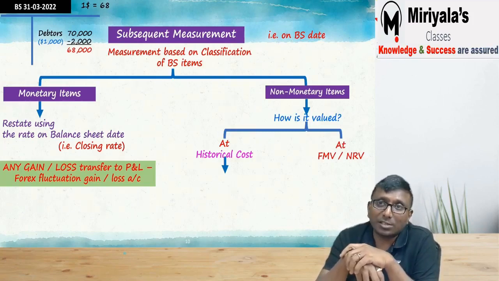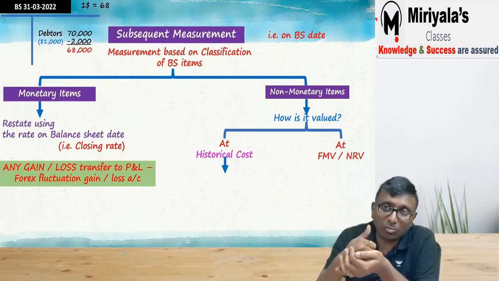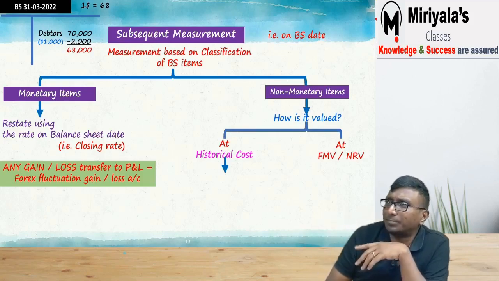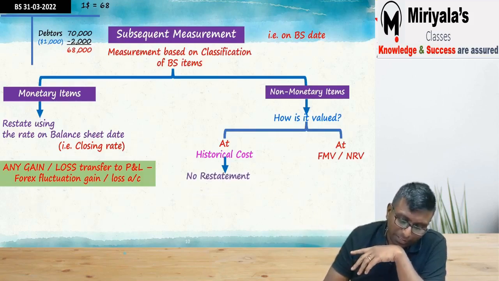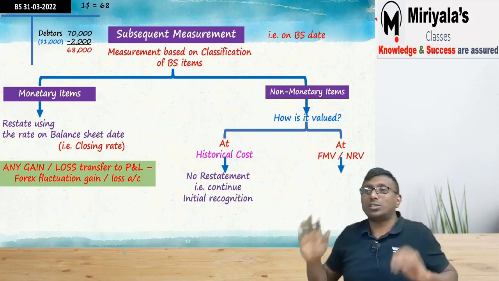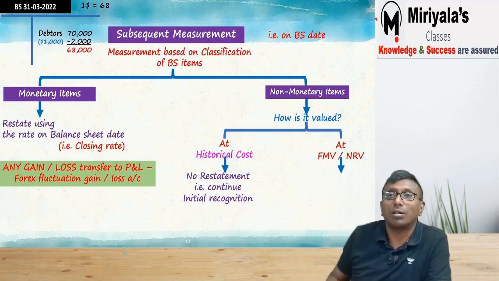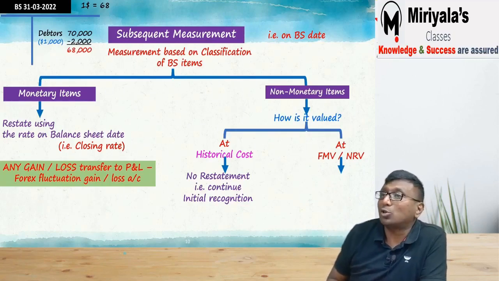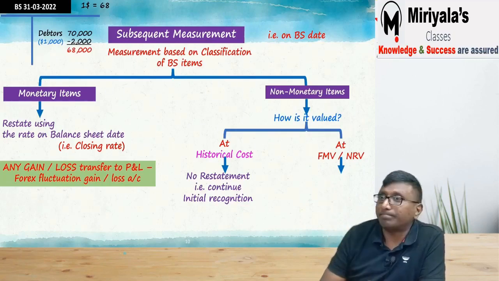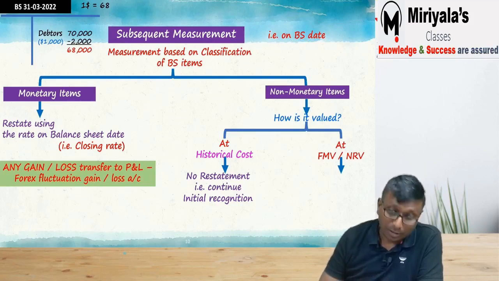That's why you restated it. But in case of a PPE which is measured at cost model, what is the problem? There is no problem, my dear. There is no restatement. No restatement means don't change it. At what rate you bought it? 70,000. Keep it like that only; 70,000 should be there in your balance sheet. It should not be changed. Have you understood what I said?